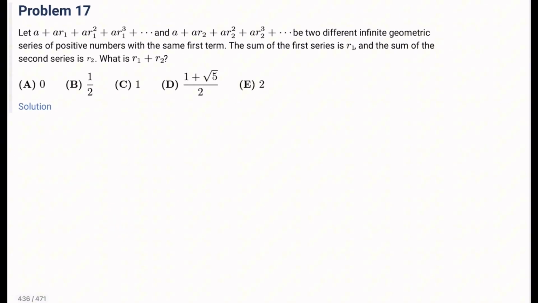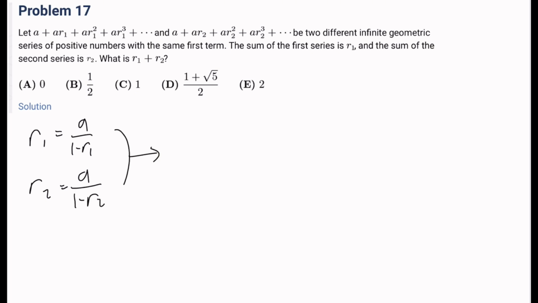Number 17, let a plus ar1 plus ar1 squared plus ar1 cubed and so on, and a plus ar2 plus ar2 squared and so on, be two different infinite geometric series of positive numbers with the same first term. The sum of the first series is r1 and the sum of the second series is r2. What is r1 plus r2? Okay, so since they both look the same and their sums are like r1 equals a over 1 minus r1 and r2 equals a over 1 minus r2, right?